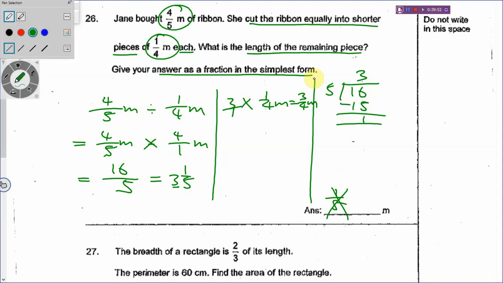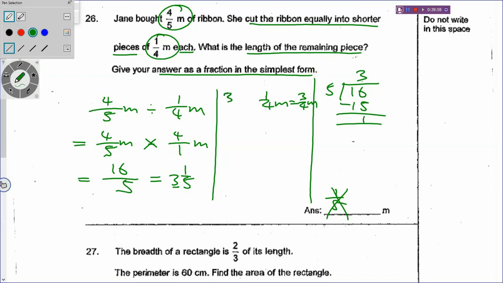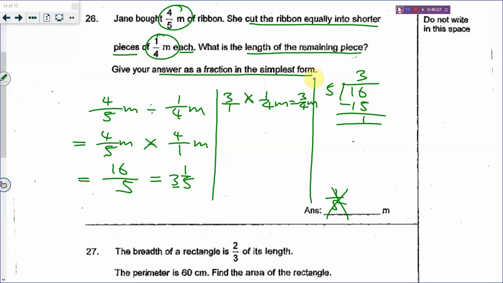Let me just write a bit nicer. How long is 3 pieces? That will be 3 times 1/4. So change the whole number into a fraction, then multiply the numerators and multiply the denominators. So she used 3/4 meter. Then what is the remaining piece? You have to take the ribbon at first and then minus how long she used to make 3 pieces. Then what do you do next?